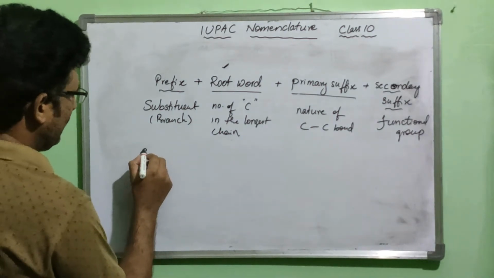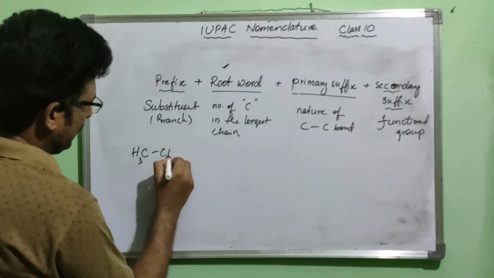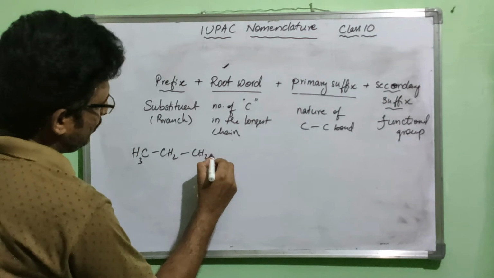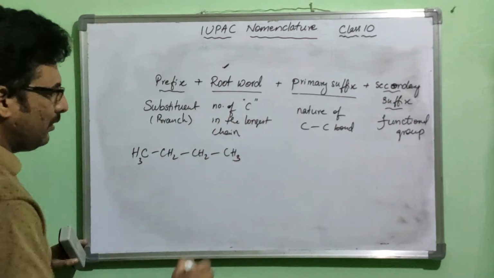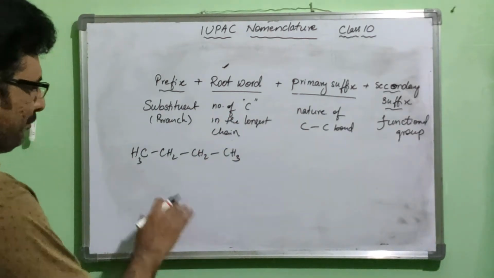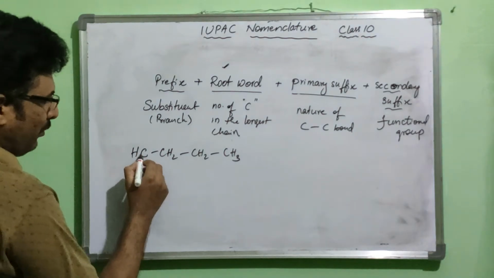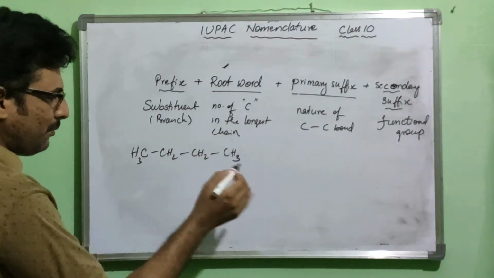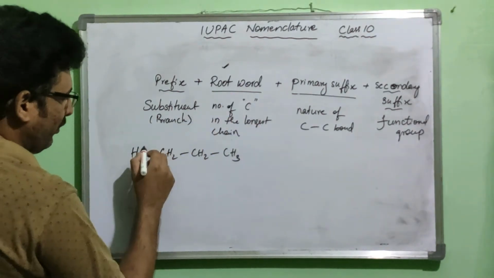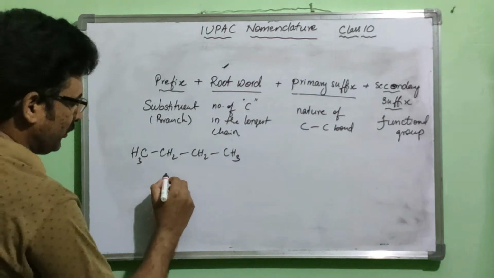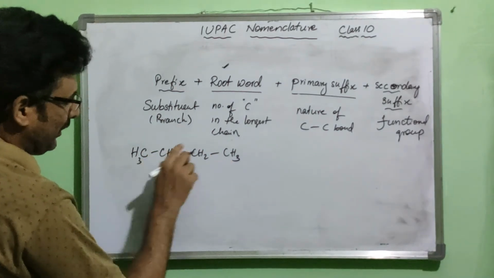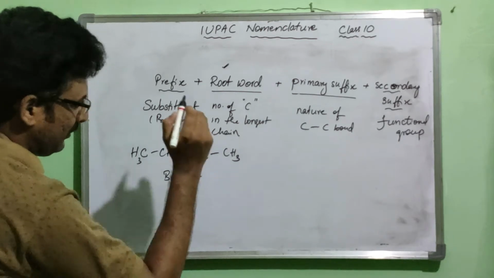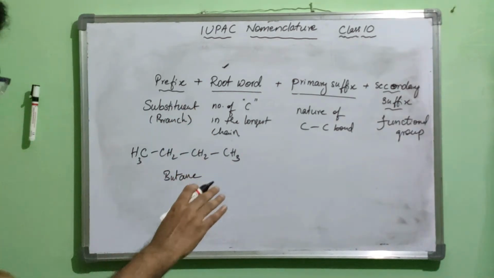you have this compound CH3, CH2, CH2, CH3. Now can you name this compound? We have only a single chain. See how many carbons are there for the root word: 1, 2, 3, 4. 4 carbons. You will write but, and all are single bonds, so butane. No functional group, so no secondary suffix.